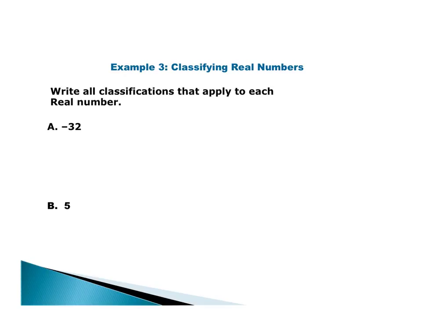So we want to write all classifications that apply to each real number. Since we have -32, it can't be natural, it can't be whole. So it is an integer, which makes it rational.